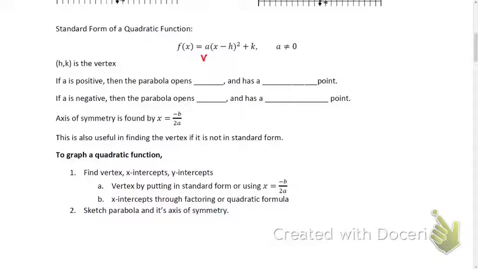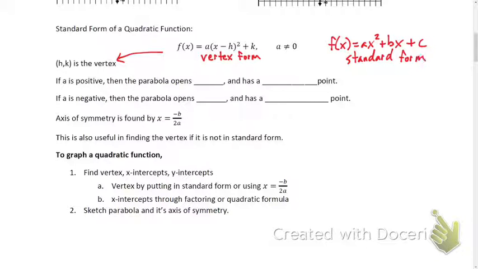Remember, this is vertex form right here, and we call it that because where you see an H, that is the X value of the vertex, and where you see a K, that is the Y value of the vertex. So they could type the problem like that, or they might type the problem in what I call standard form, or I guess I should say many textbooks call standard form. And if they give it to you like that, you have to use a different method to get the vertex.